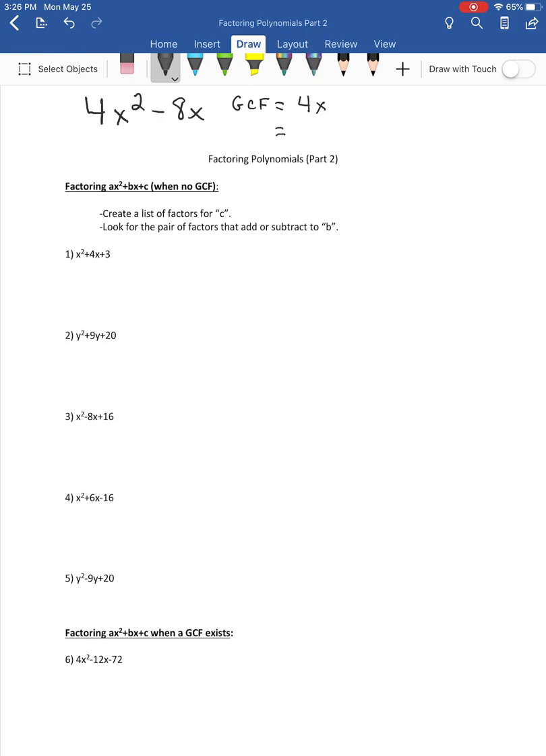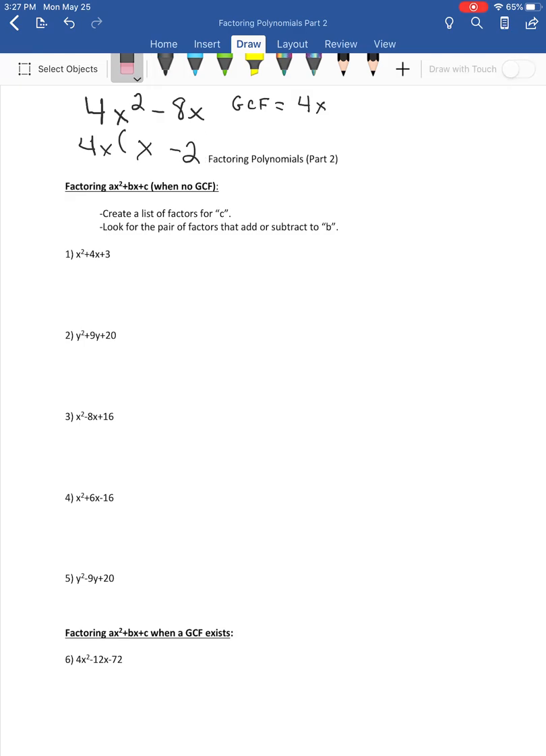Okay, so this would factor as, let me do this over on the other side. This would factor as 4x times, and then remember we're rebuilding the polynomial, so 4x times x makes 4x squared, and then 4x times negative 2 makes negative 8x.